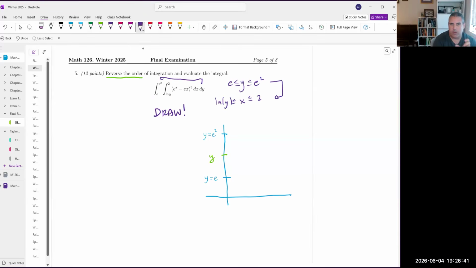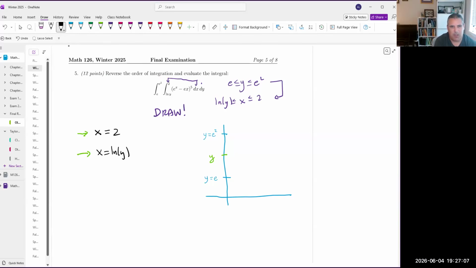The inner bounds are always your functions you need to graph. So we need to graph two things: x equals 2 and x equals log of y. When I was a student, I kind of programmed myself: okay, you're telling me I need to graph the inner bounds. Yes. So if you do that, you probably are going to know what to do in the question. So you have to graph these two things.